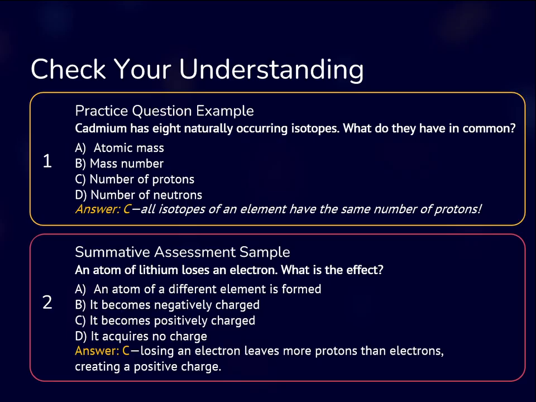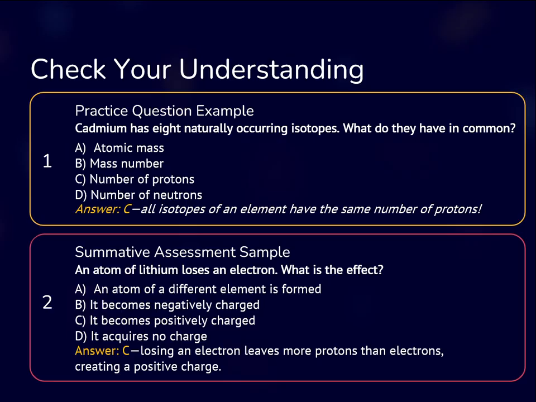Cadmium has 8 naturally occurring isotopes. What do they have in common? Your options are atomic mass, mass number, number of protons, or number of neutrons. The correct answer here is C, number of protons. Every atom of cadmium has 48 protons in its nucleus, no matter how many neutrons it has.